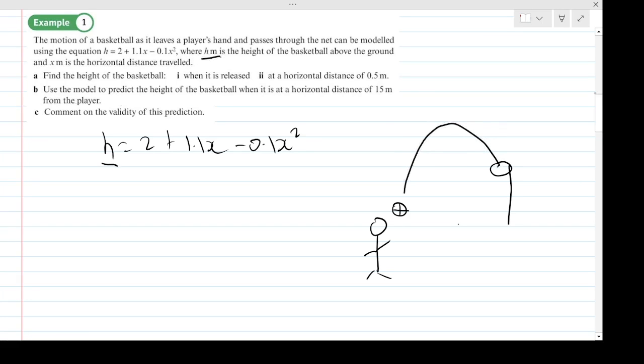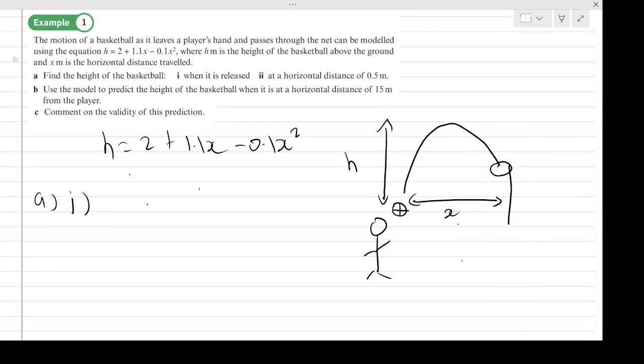So h is the height, right? How high up it is, and x is going to be the horizontal distance. So that's the horizontal, right? That's what we're saying now. What it wants us to find firstly is the height. So remember, height is h.